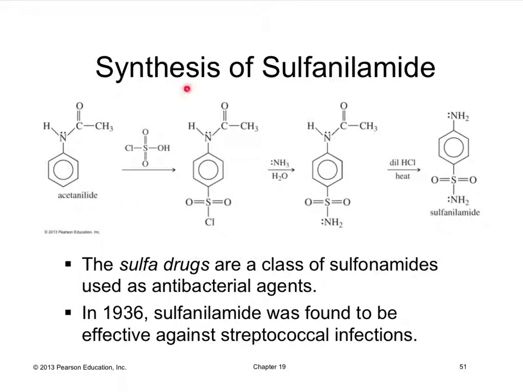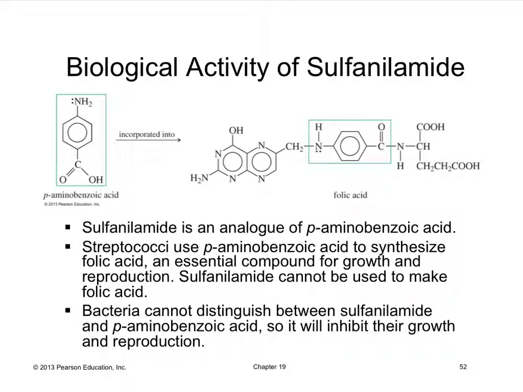So the synthesis of sulfanilamide starts off with acetanilide with sulfonyl chloride to generate this product, which then reacts with amine, which will displace the chloride over here, forming the sulfonamide, and then under dilute HCl and heat, cleave this amide bond to form this sulfanilamide. In 1936, sulfanilamide was found to be effective against streptococcal infections, as such, very important.